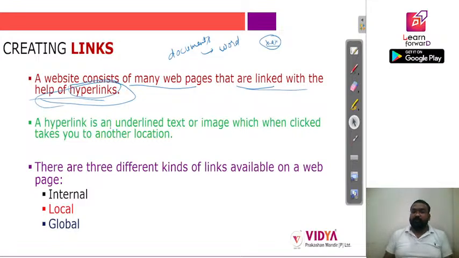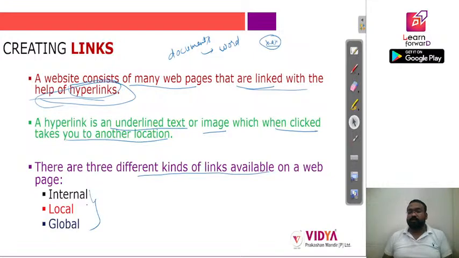So hyperlink, in HTML, would be an underlined text or image, which when clicked takes you to another location. In HTML or in a website, there would be three kinds of links you would be able to see. First one would be internal. That means the link would be on the same page.